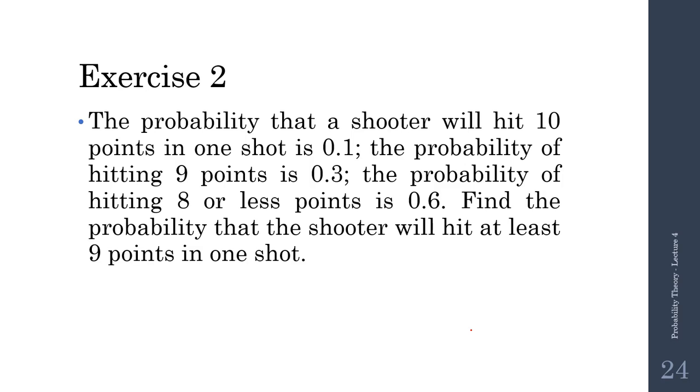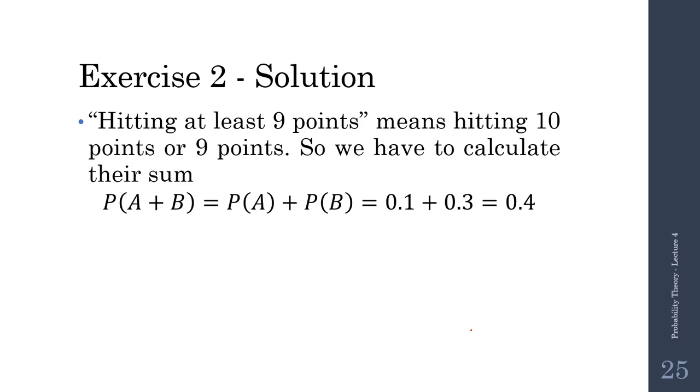The probability that a shooter will hit 10 points in one shot is 0.1. The probability of hitting 9 points is 0.3. And the probability of hitting 8 or fewer points is 0.6. Find the probability that the shooter will hit at least 9 points in one shot. Hitting at least 9 points means hitting 10 points or 9 points. So we have to calculate P(A) and P(B), hitting 10 points and hitting 9 points. If we add them, we will get 0.4.